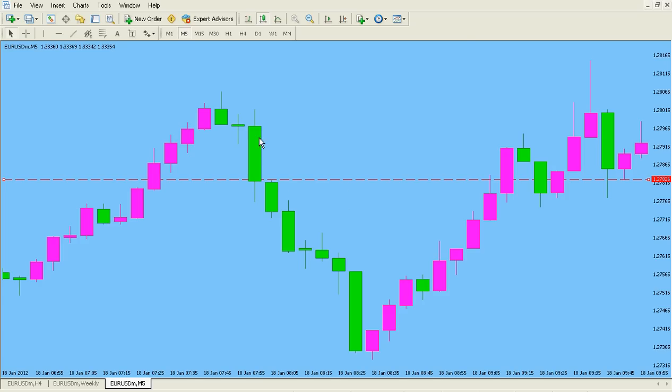So once this candle closes, then you're going to wait. Well, when this candle closes, you're going to move your stop loss above this candle. As the next candle closes, you're going to move your stop loss above that candle, and so on until you lose the advantage.